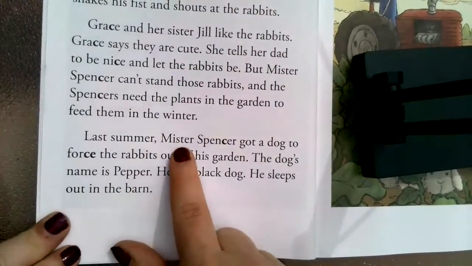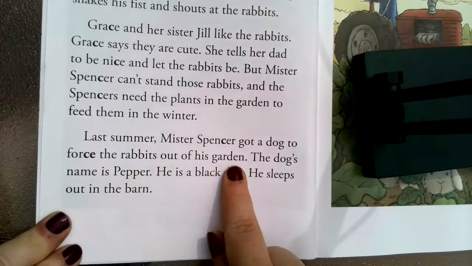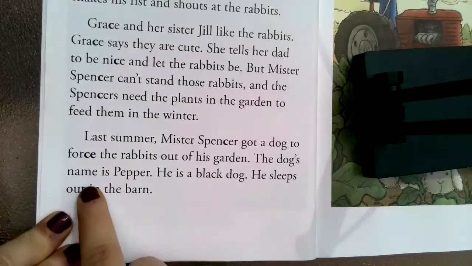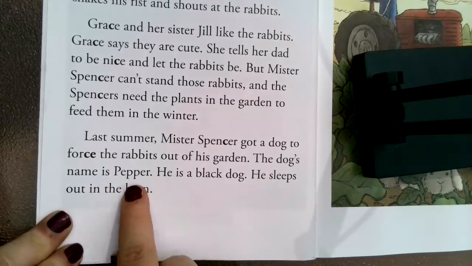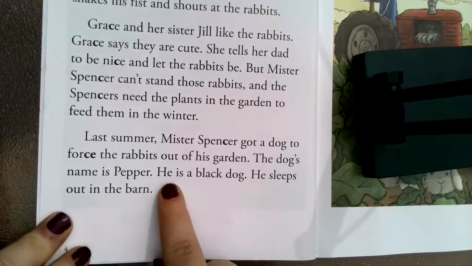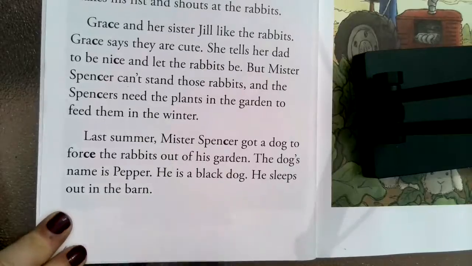Last summer, Mr. Spencer got a dog to force the rabbits out of his garden. The dog's name is Pepper. Ooh, that's another character. So now we've got a dog named Pepper. He is a black dog. He sleeps out in the barn.